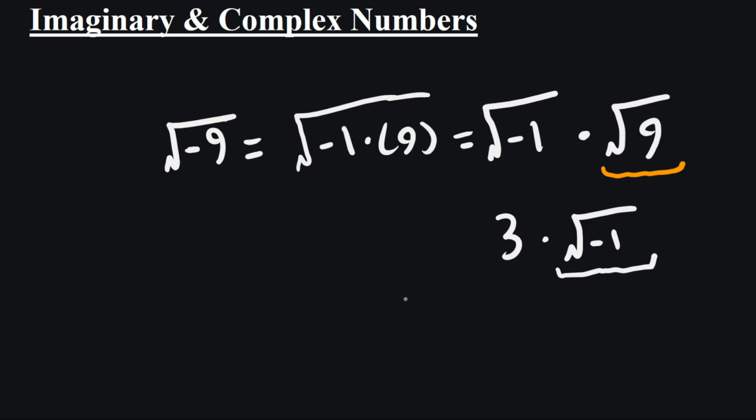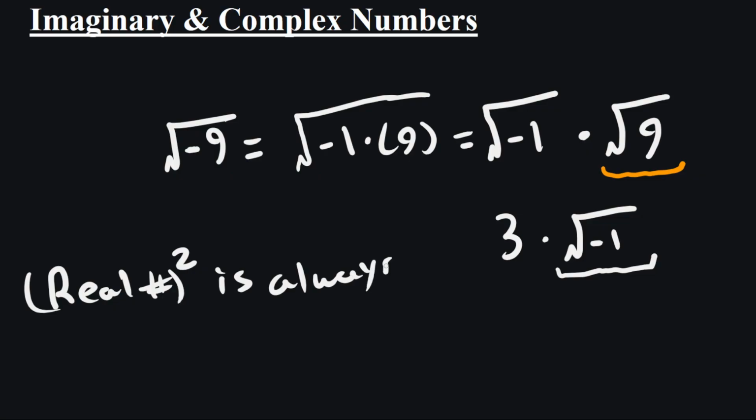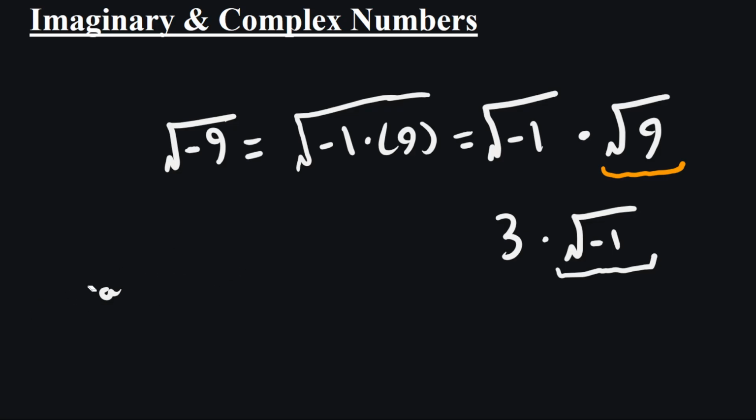So the fact is that any real number squared will always be positive. That is a fact. So real numbers won't help us take the square root of negative 1. What will help us is imaginary numbers. So imaginary numbers is what we have to use.